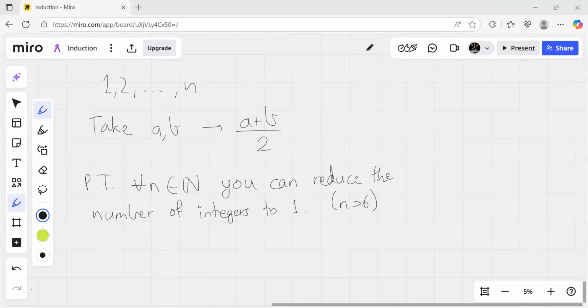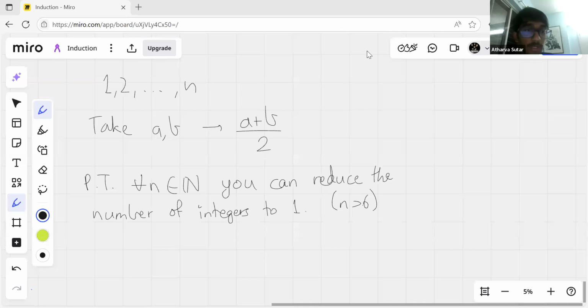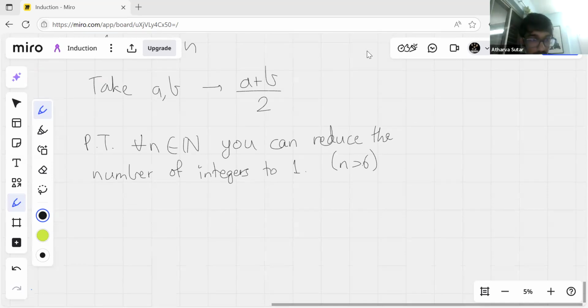Can you please repeat the question? Yeah, the question is, you have the numbers 1, 2, and so on till n written on the board. And you can perform the operation on them such that if you take a and b, two different integers that are on the board, you can take them and replace them with their average, such that the average is an integer. So you want to prove that you can reduce the number of integers on the board to 1 for all n greater than 6. For example, just take 5.